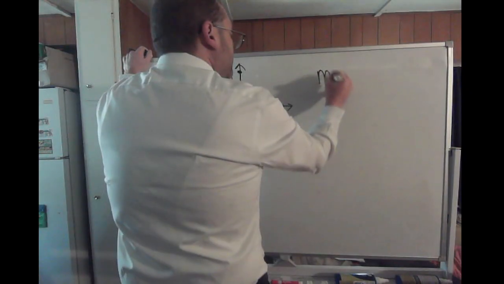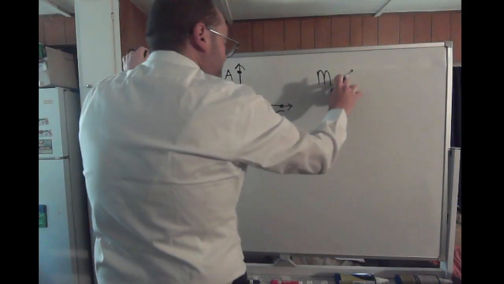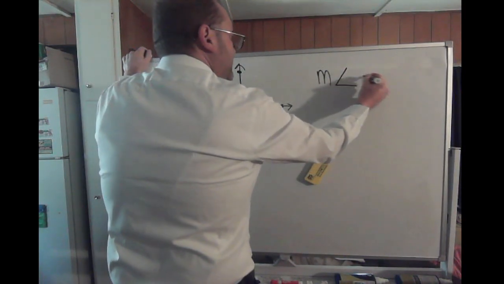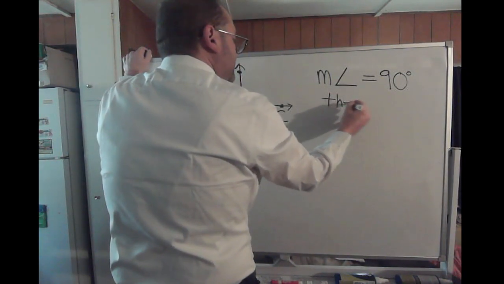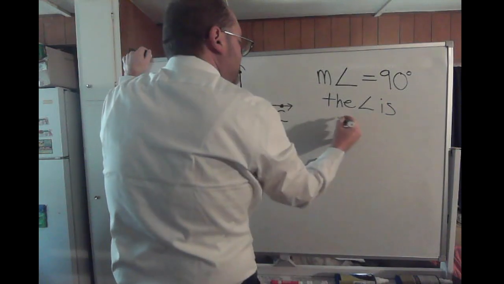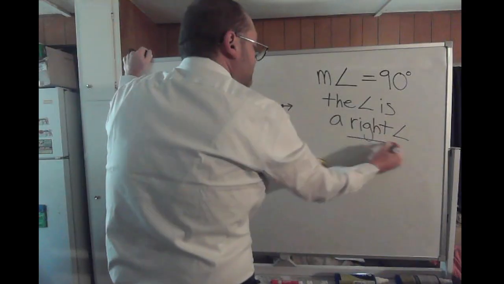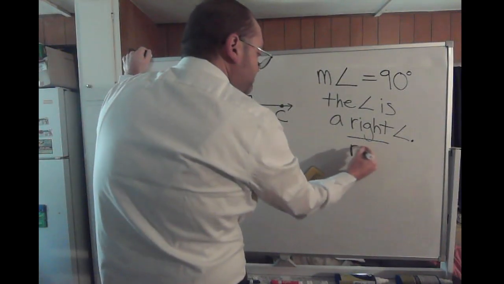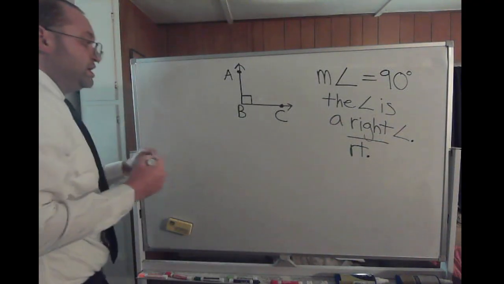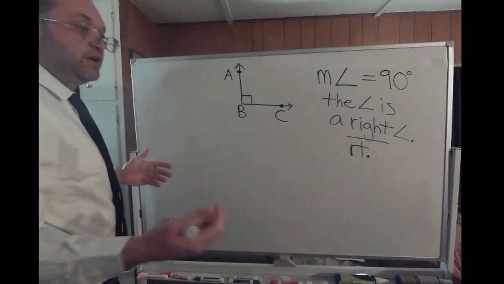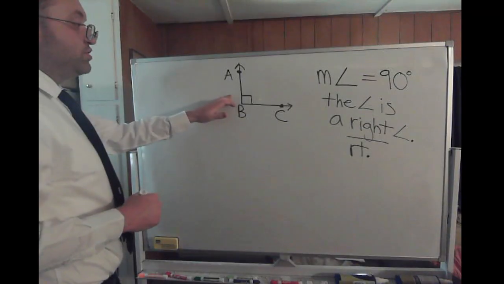So if the measure of the angle equals 90 degrees, the angle is a right angle. Right can also be abbreviated RT. You'll see that a lot in geometry, especially when you're doing proofs, you tend to abbreviate things if you can, because it can be very long wording. But a 90-degree angle is a right angle.